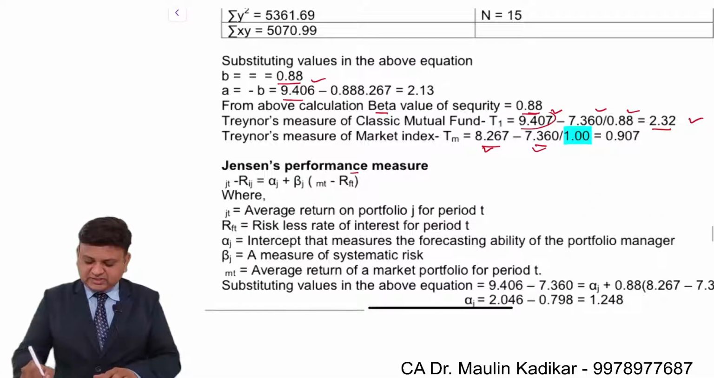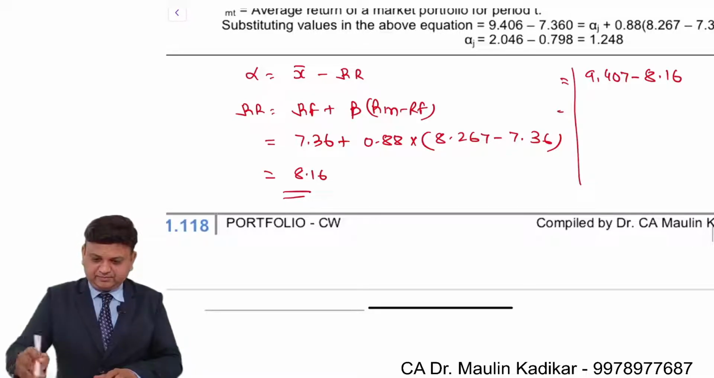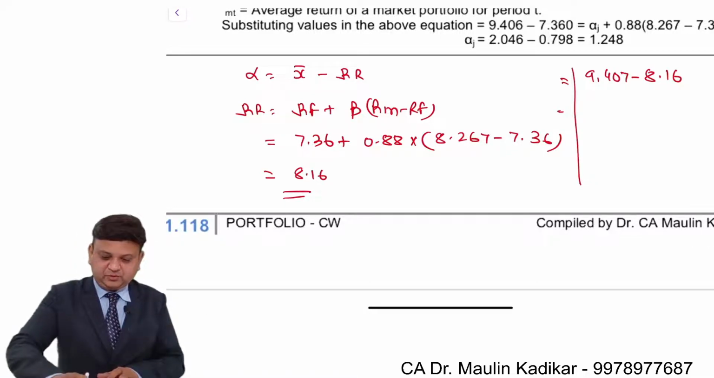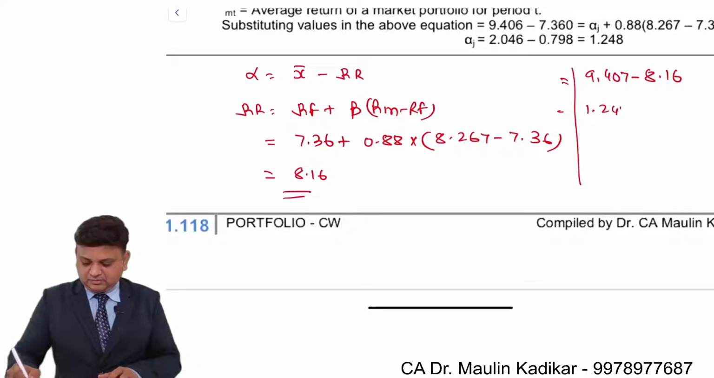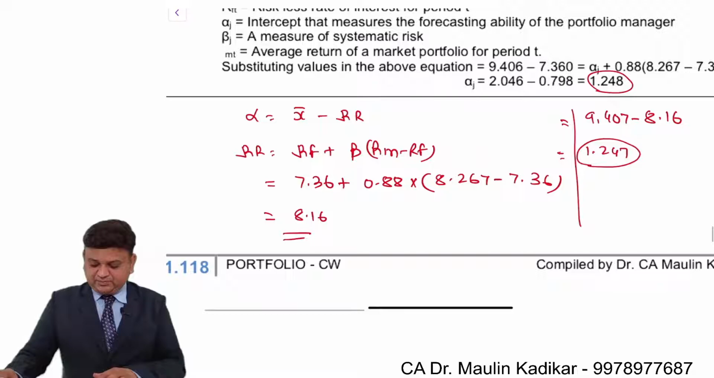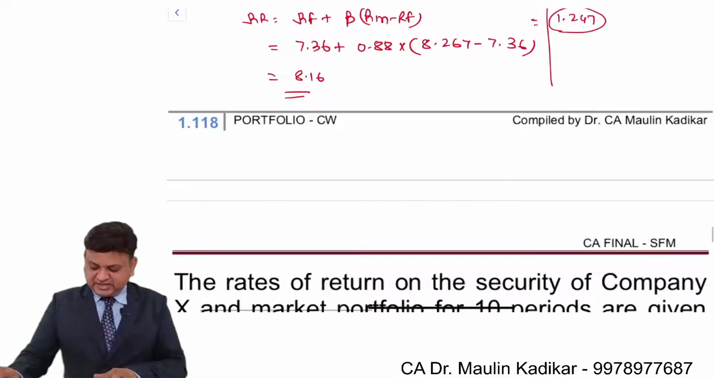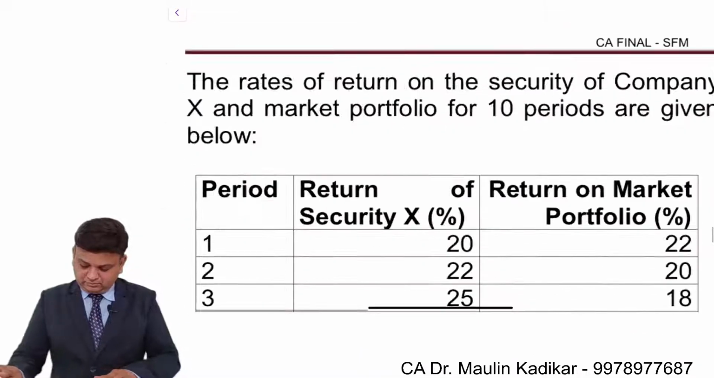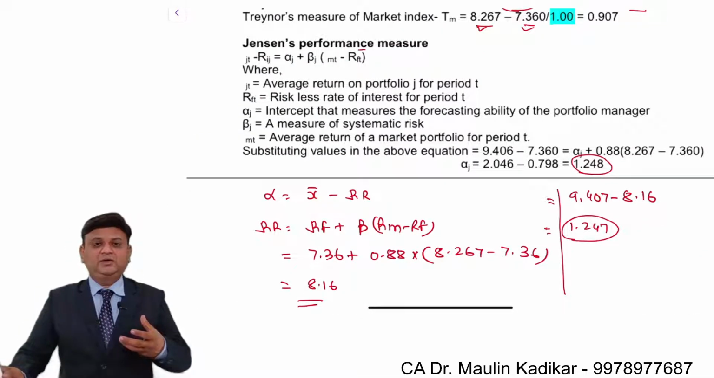As far as X bar is concerned, it is 9.407. So 9.407 minus 8.16, it is 1.247, and that is the way alpha is calculated, which is once again positive, and that is considered to be a good sign. This is the way we can say that by all the measures, this mutual fund has outperformed the market portfolio.